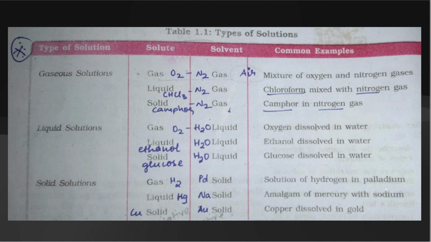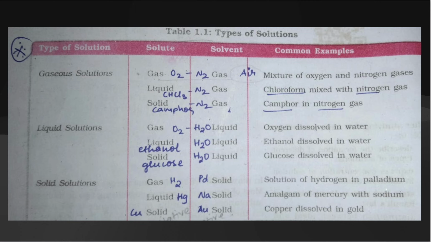Now coming to solid solutions. For solid solutions, I couldn't find any common solid that you could take as a solvent, so I've taken the same examples that they've given in the textbook. You can use any others if you know of them, right? When I was studying, I just took the same examples given right here. For solid solutions, the solid would be the solvent.